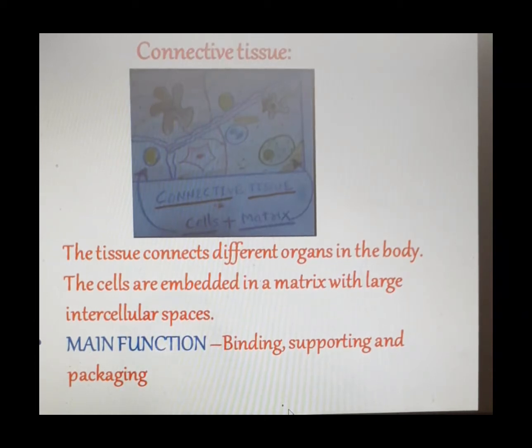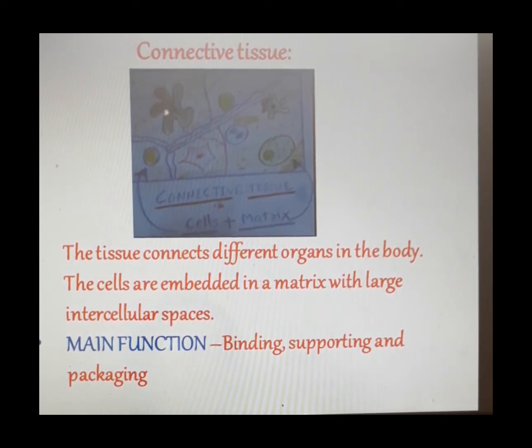We are in the third video of animal tissues, and in this particular video we are going to talk about connective tissue. As the name suggests, connective tissue is the one that connects different organs in the body. Just like I told you that the unique feature of epithelial tissue is the presence of cells resting on basement membrane, the unique feature of connective tissue is the presence of matrix.